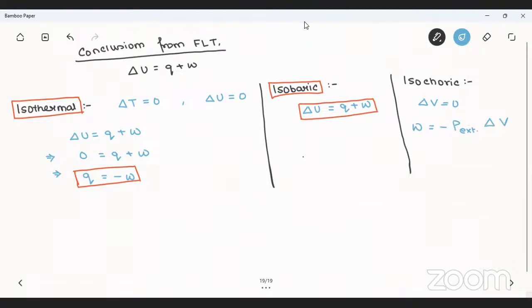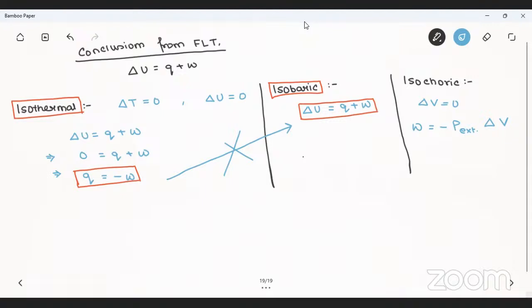Someone is asking, ma'am, from the isothermal equation Q equal to minus W, can't we substitute the W or Q value in the isobaric? This is only for isothermal. Don't mix this with this. Never mix this with this. This is isobaric process, and this is something only for isothermal process. I will teach you tomorrow how to do sums.